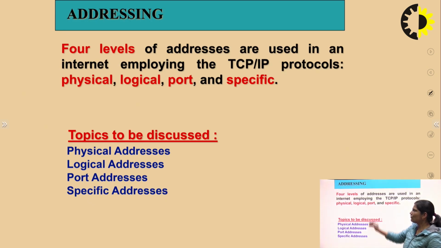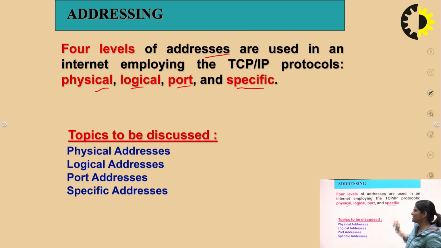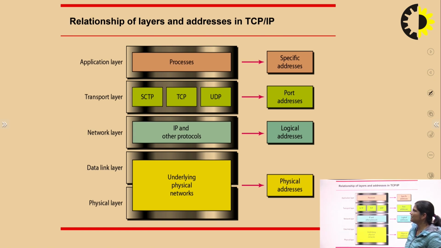Now 4 levels of addressing are there in TCP/IP: physical, logical, port and specific address. So these 4 addressings are for each layer present in the TCP/IP model. This is the relationship of layers and addressing in TCP/IP.